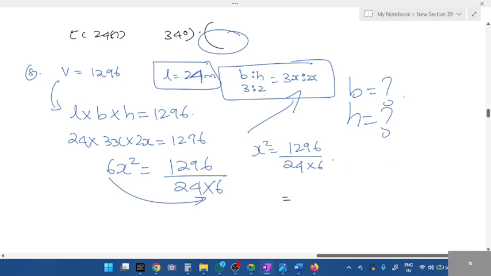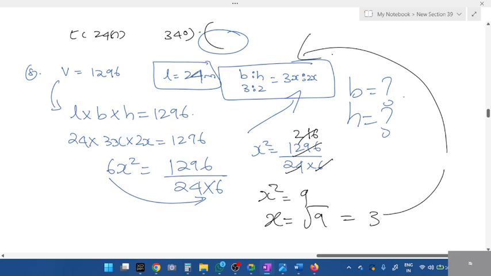Okay. How many times it goes, students? 9 times? 6 twos are 12, 6 ones are 6, 9. If x square is 9, what about x value? What is root 9? Okay. Substitute 3 here. Find breadth and height.